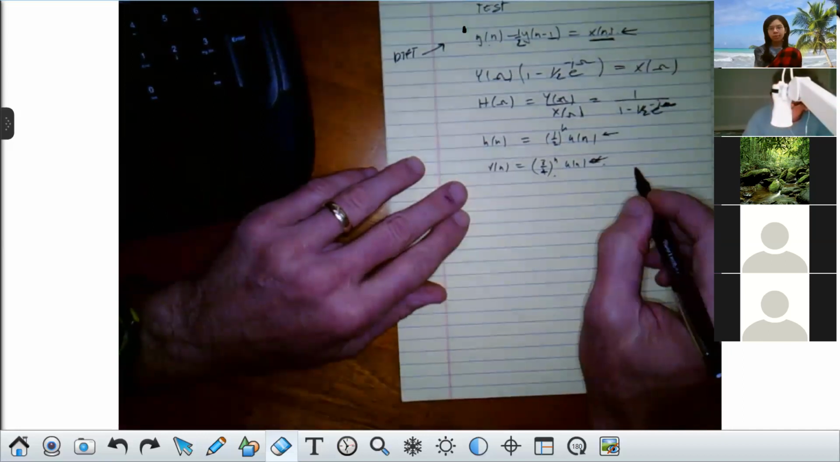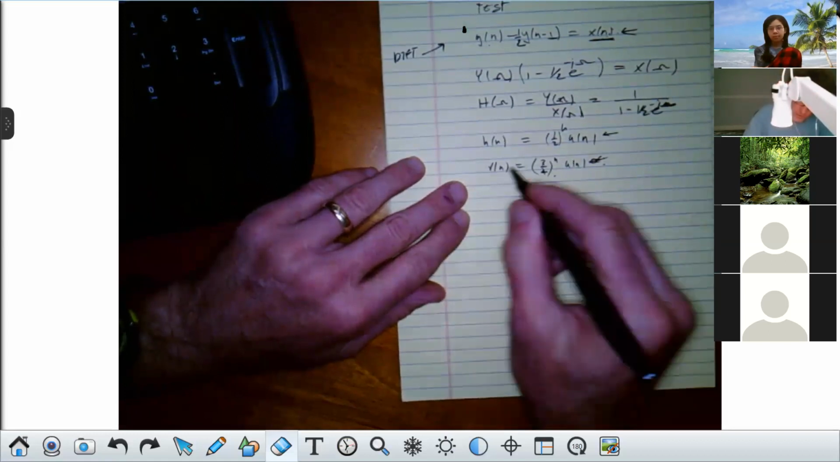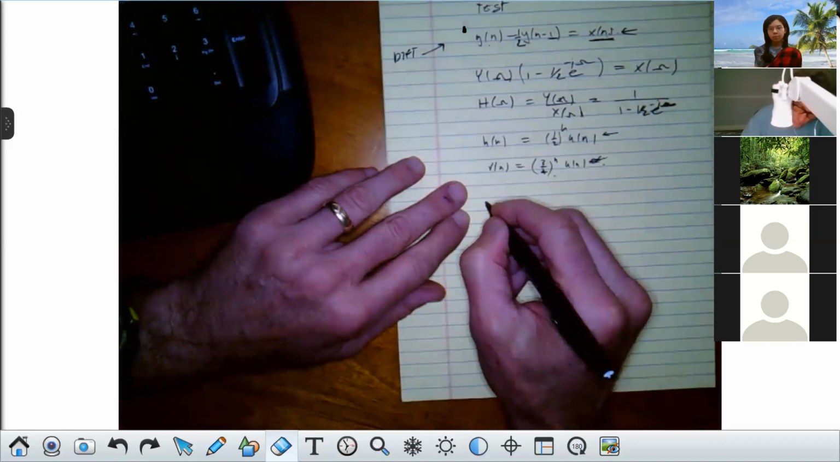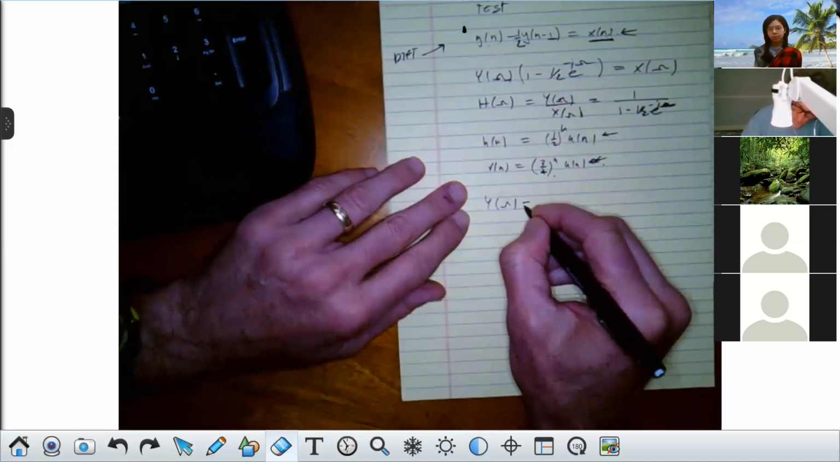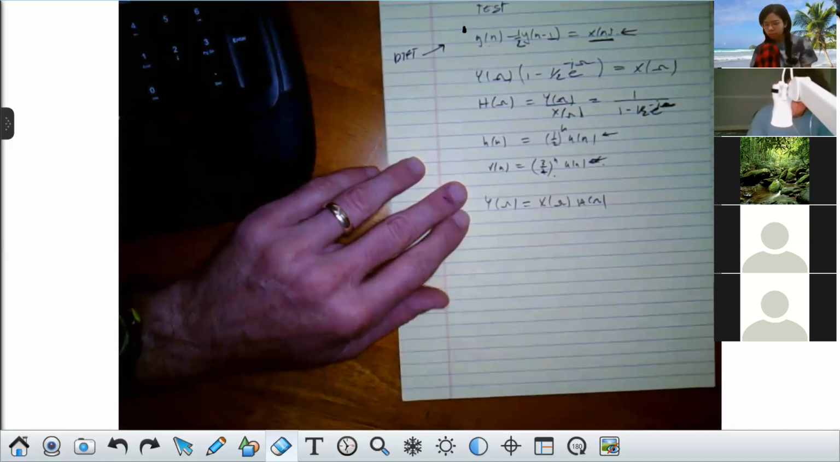However, if you want to do it the smart way, in my opinion, by just doing the transform of this and then multiplying them. So what I'm going to do is say that now my y of omega is equal to x of omega times h of omega. This is where I'm going with this, right?